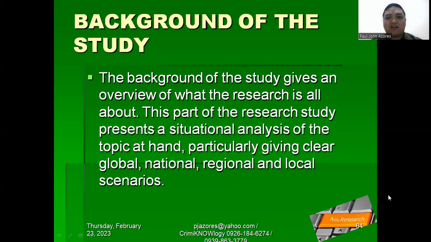to write your background of the study. By this, the background of the study gives an overview of what the research is all about. By merely reading this, your reader knows already ano ang pinag-aaralan mo. This part of the research study presents a situational analysis of the topic at hand, particularly giving clear the global, national, regional, and local scenarios.